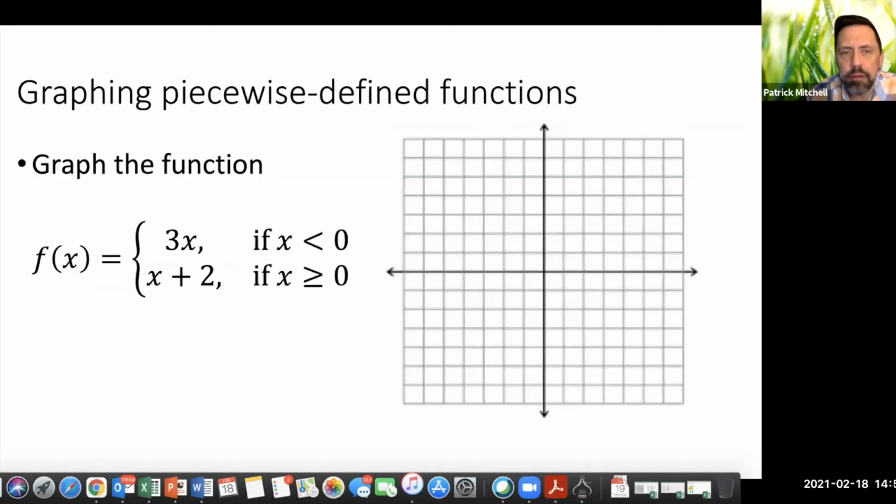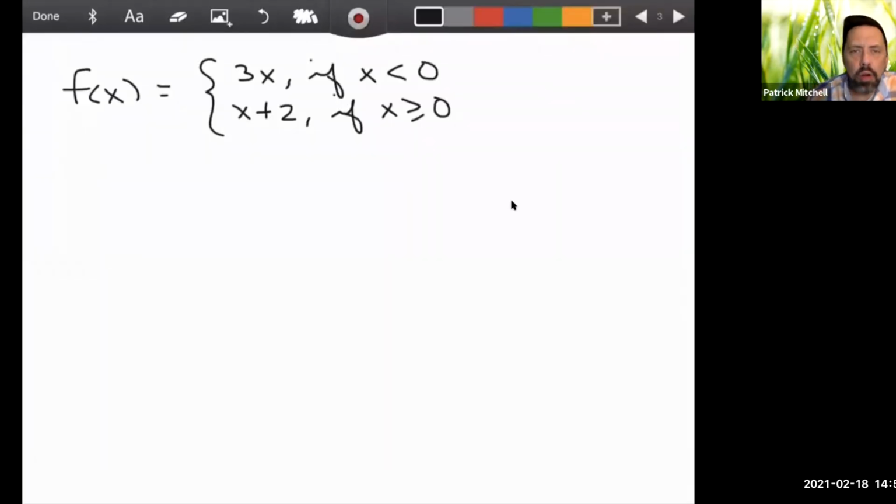All right, so our first real example, we're going to graph the function f of x equals 3x if x is less than 0, but equals x plus 2 if x is greater than or equal to 0. Now, I want to give you a heads up that this is something that students find particularly difficult. I always get asked a lot of questions about this. So I am going to show you 2 examples, but please reach out for help if you need any more help.